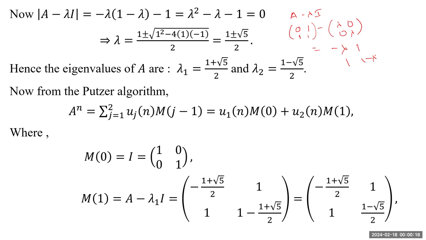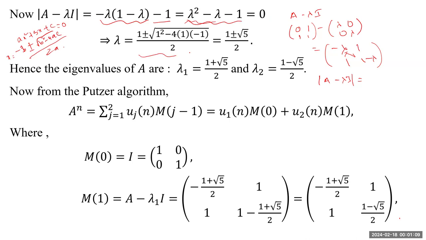So the determinant of A minus lambda I is equal to minus lambda times (1 minus lambda) minus 1. So expanding, we will get a second order quadratic equation in lambda. You know that for a quadratic equation, we use the formula: for ax square plus bx plus c equal to 0, x is equal to minus b plus or minus square root of b square minus 4ac, over 2a. So using that formula, we will get lambda is equal to (1 plus or minus root 5) over 2.